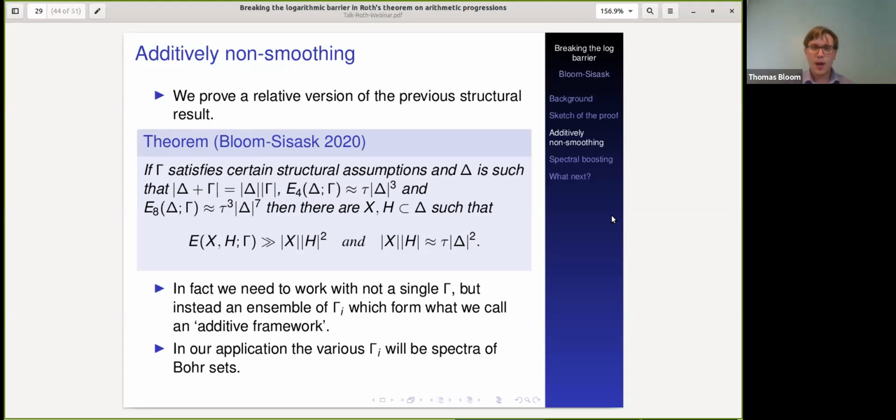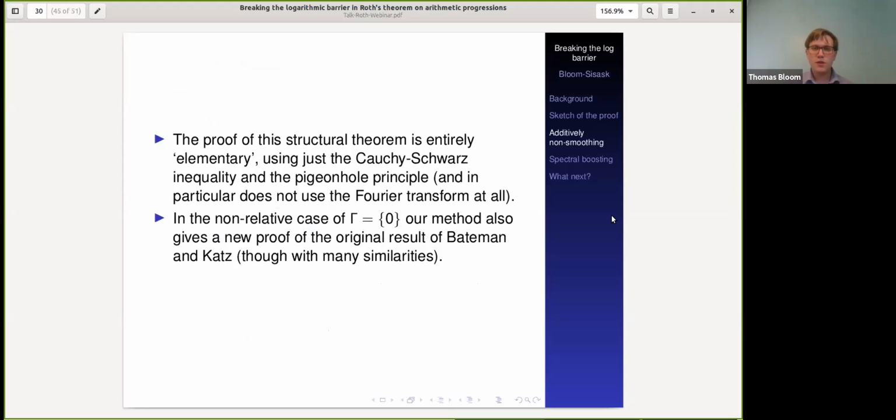I won't really say anything about the proof of this, just to stress that it is entirely elementary. It's long, and I think it's probably the most difficult part of the whole paper. So it takes about 20, 25 pages altogether, maybe. But it is elementary in that it uses just the Cauchy-Schwarz inequality and the pigeonhole principle, and never uses the Fourier transform or anything like that.